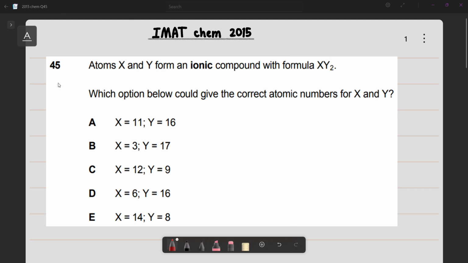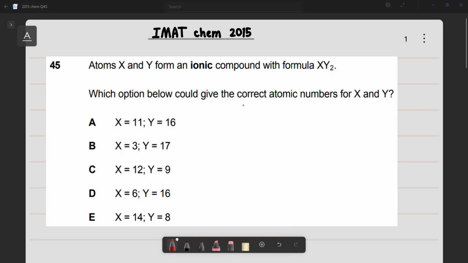Okay, welcome back. This is question 45 from the chemistry section in the IMAT 2015 past paper. So I'll be solving this question. It says atoms X and Y form an ionic compound with formula XY2. Which option could give the correct atomic numbers for X and Y? So they've given us the atomic number.